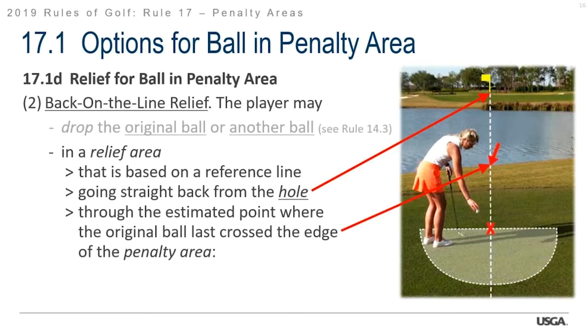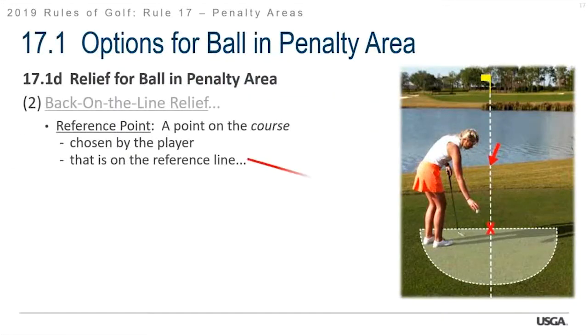On the back on the line procedure, the player then will select what that reference point is on that line. He or she will determine what that is and then use that as a reference point and create the relief area with 1 club length, and drop and play from that relief area. If the player doesn't select that reference point, when he or she drops it, it will be selected for her. And we'll talk about that here in a minute as well.